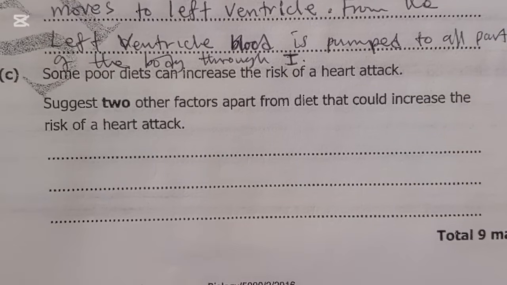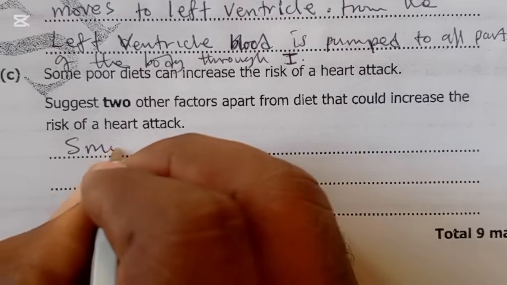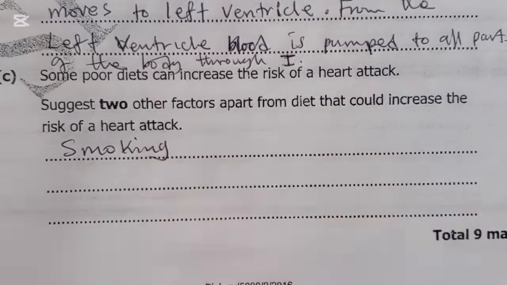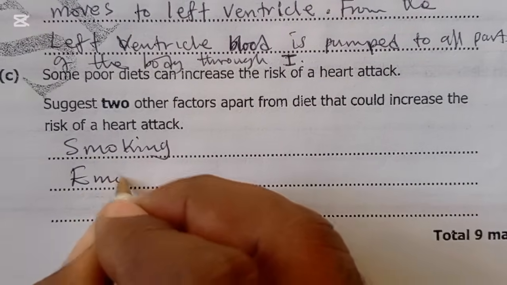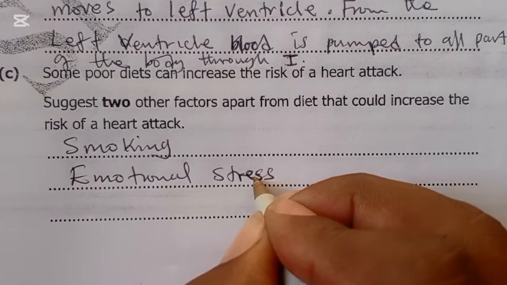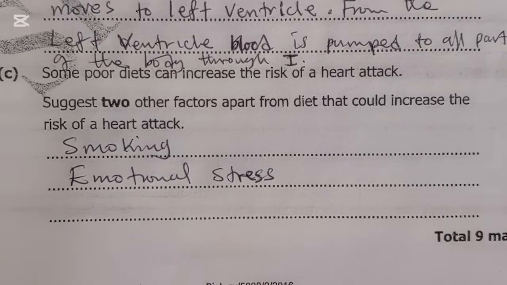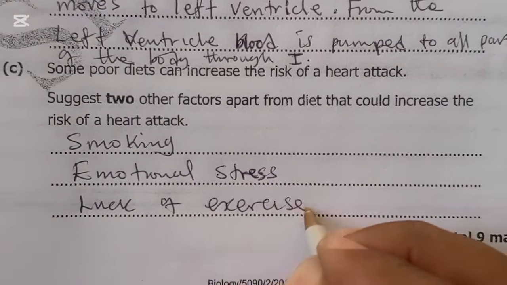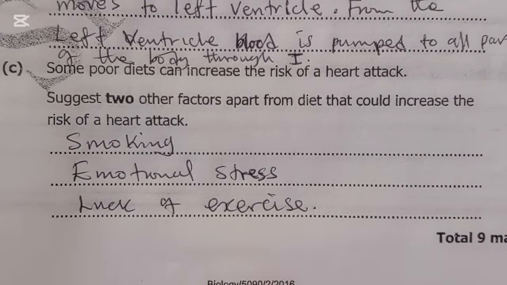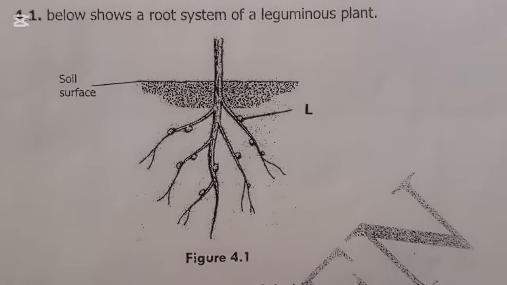Part C, some poor diets can increase the risk of a heart attack. Suggest two other factors apart from that which can increase the risk of a heart attack. Number 1, it is smoking. Number 2, emotional stress. Then we have lack of exercise. We cannot include excessive intake of fats because they have already mentioned it there.